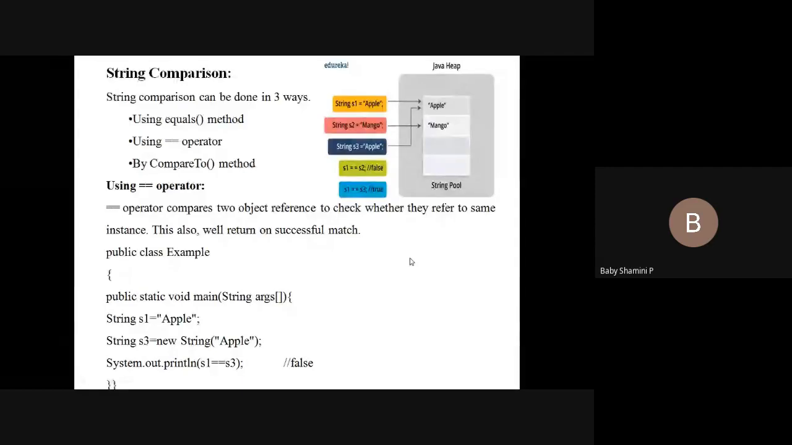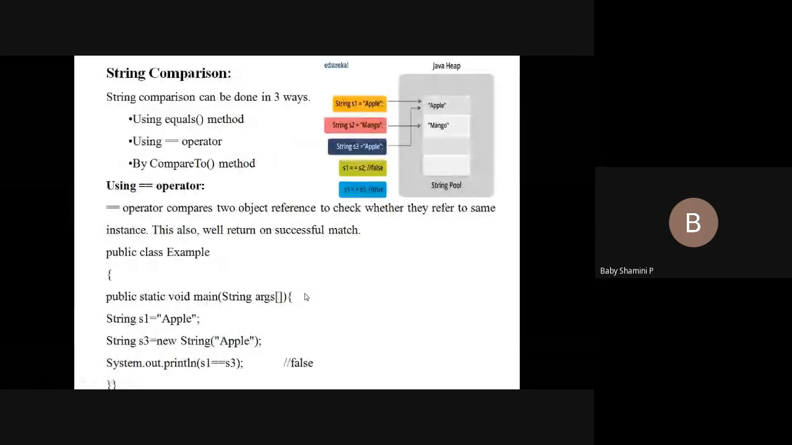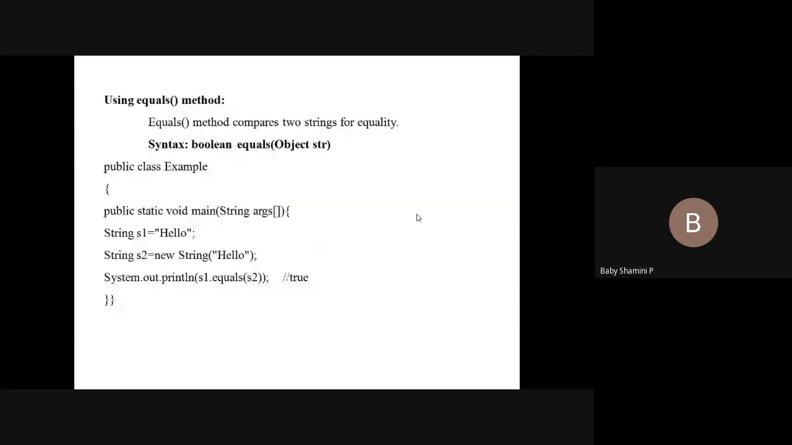Next one, the equals method. It does not bother about whether it is string pool memory location or non-pool memory location. It checks for the equality of the two strings, hello and hello. Both are the same, so it will display the answer as true. So the first one, double equal, checks the same memory locations, whether S1 and S3 point to the same memory location or not. But equals does not bother about the same location or not, it just checks the equality of the strings, whether it is true or false. If both the strings are the same, it will display the answer as true.